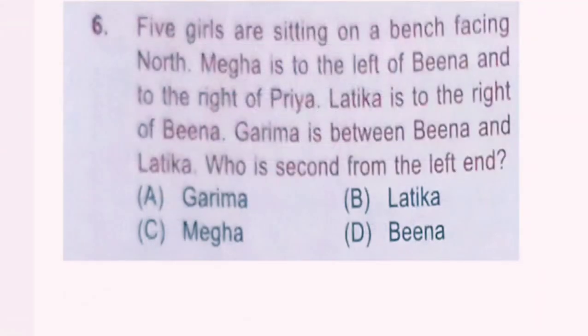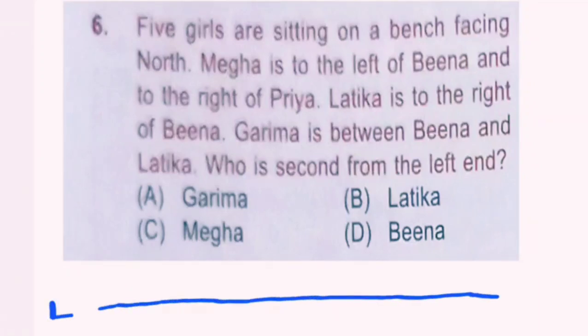Question number 6. 5 girls are sitting on a bench facing north. Megha is to the left of Beena and to the right of Priya. Latika is to the right of Beena. Garima is between Beena and Latika. Who is second from the left hand? Facing the north means upside. So this is the left side, this is our right side.